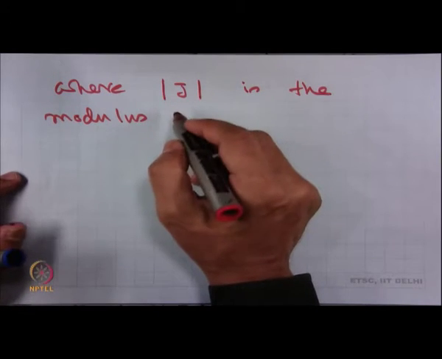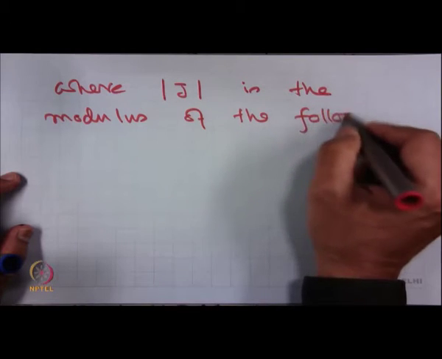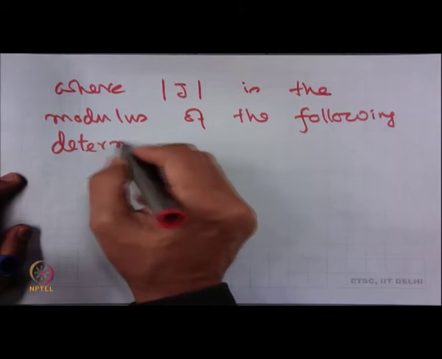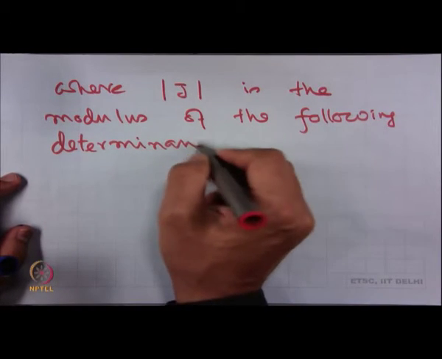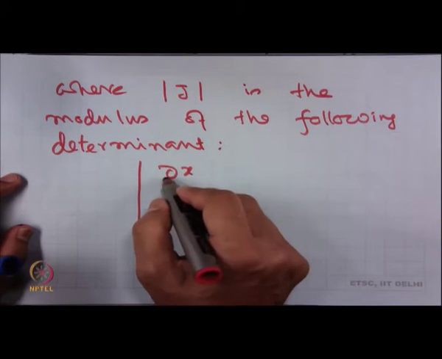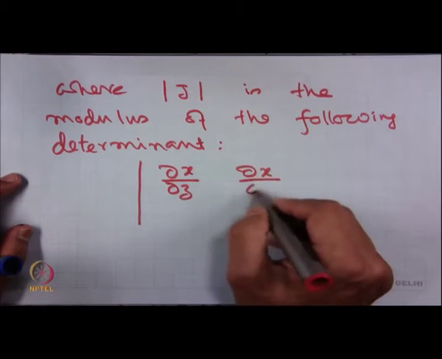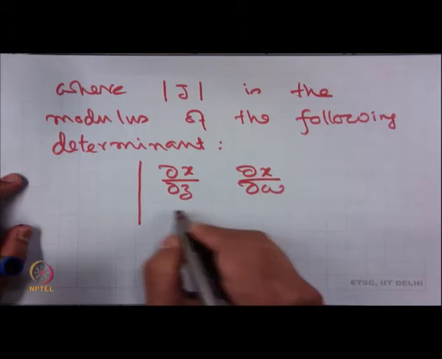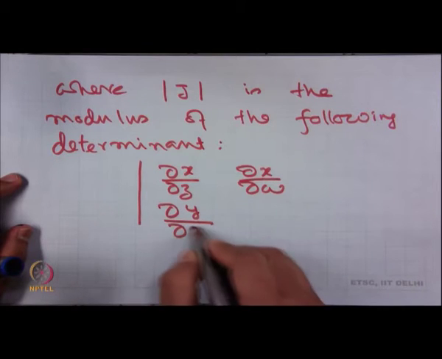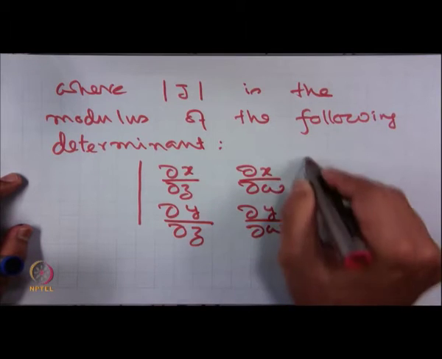Jacobian is the modulus of the following determinant: del x, del z, del x, del w, del y, del z, del y, del w.